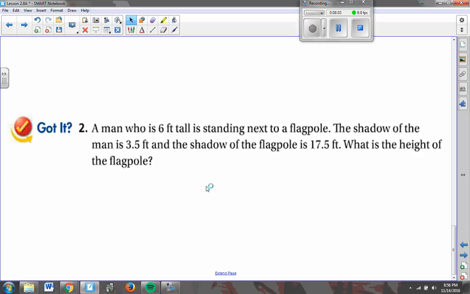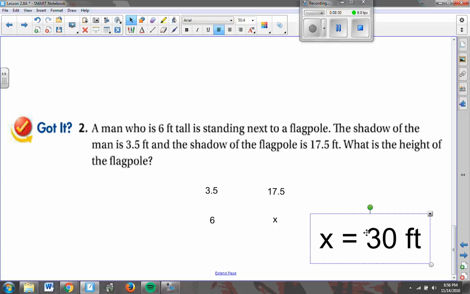The proportion that we should set up should say 3.5 over 6, which would be the man's shadow over his actual height, is 17.5 over x, which is the flagpole shadow over its height. So to solve, we do 6 times 17.5, divide by 3.5, and we get that x equals 30 feet. That is a 30-foot flagpole.